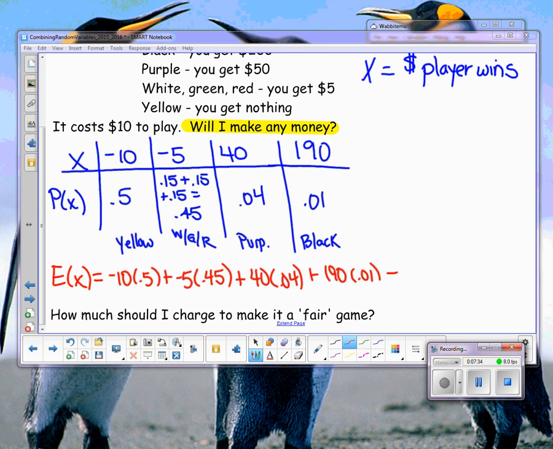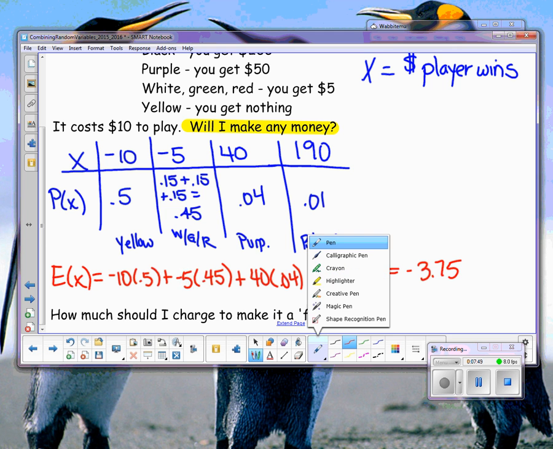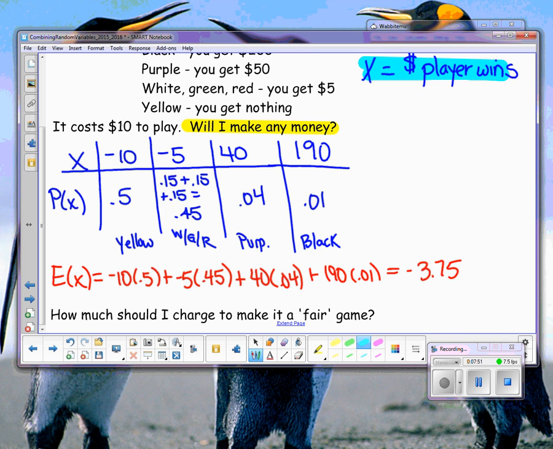Okay. Good. So what does that mean? Will I make any money? Yes, I will. So here's why it's so important for you to decide what X is. X is the amount of money the player wins. The player is losing money. Guess who's getting the money? Mama Mac. That's why I really want you to define up here what's happening, because if you don't, you're going to get fuzzy, okay? And I don't want that. Be very clear.